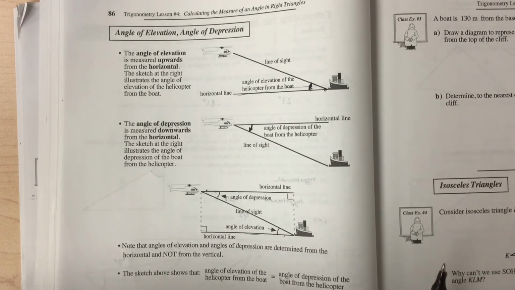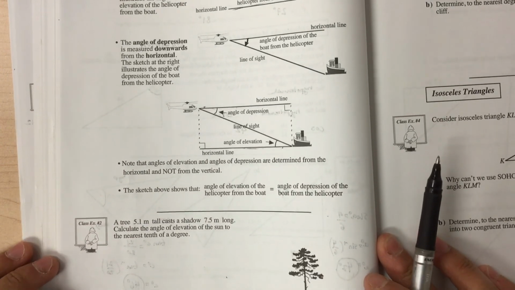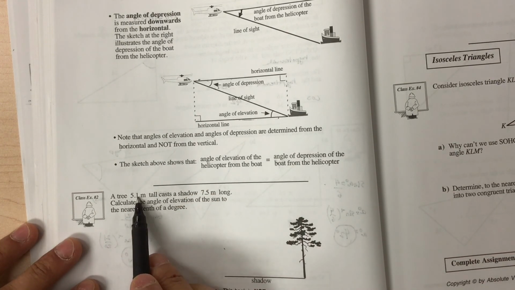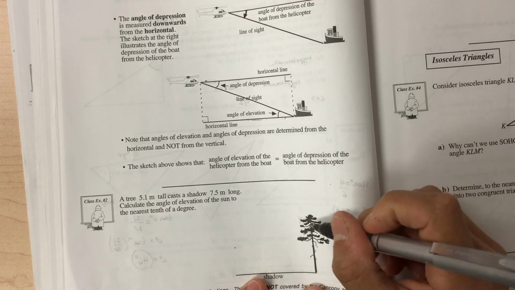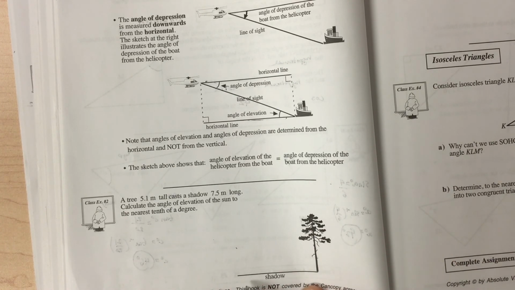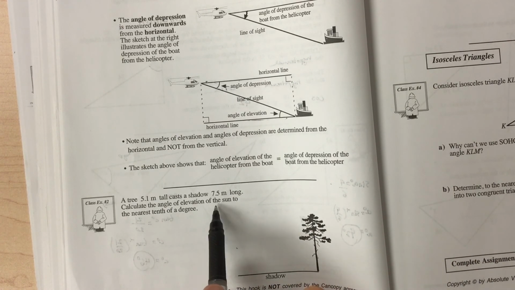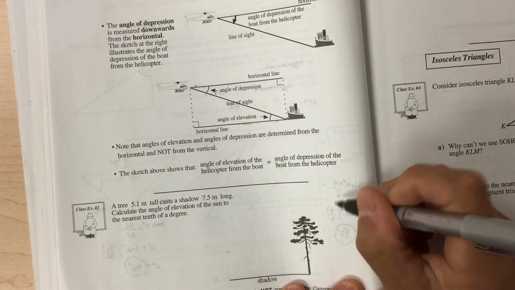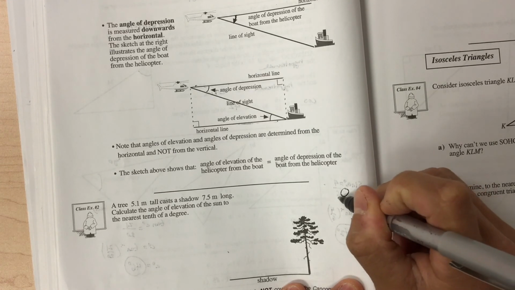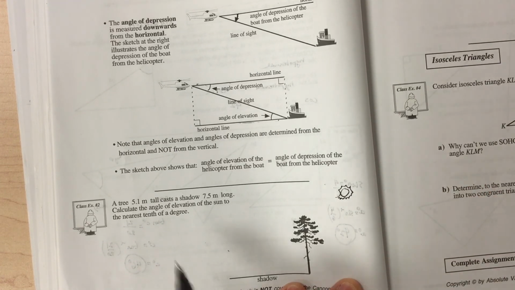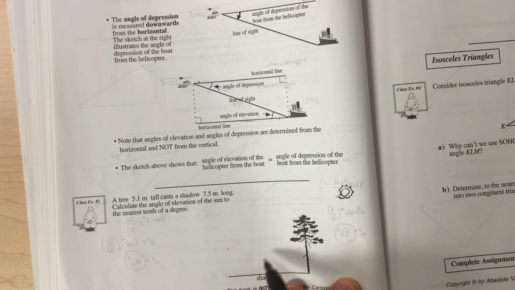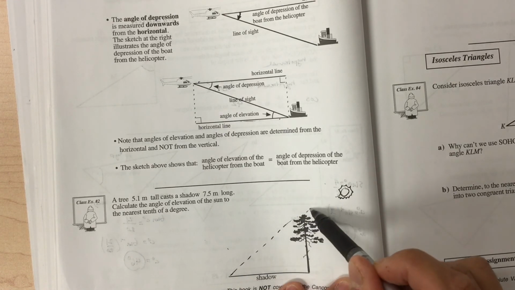We'll look at a couple of examples to see the difference between angle of elevation and depression. A tree 5.1 meters tall casts a shadow 7.5 meters long. Calculate the angle of elevation of the sun to the nearest 10th of a degree. If this is my shadow, then my sun is going to be, let's say, like that. There's my sun. Here's what I'll call my line of sight.